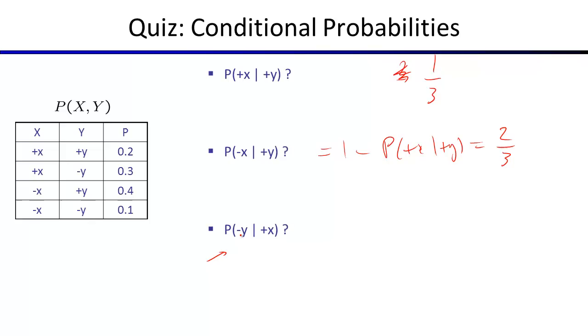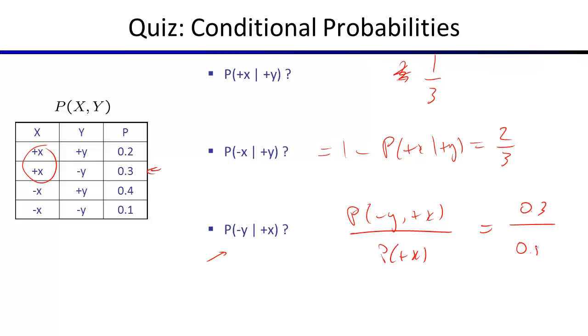Minus y given plus x. And here 3/5. How would we get there? We have minus y comma plus x over the probability for plus x. The first one is sitting over here, 0.3. And for the second one, plus x, we have two entries, sum them together, 0.5, and together we get 0.6.